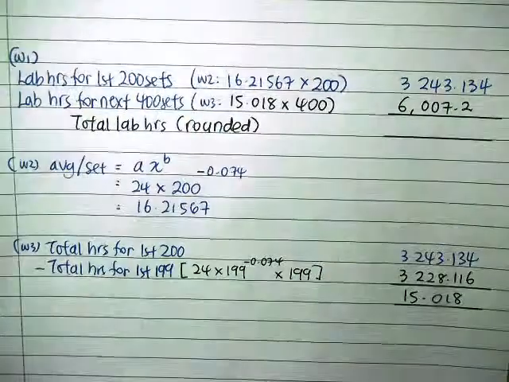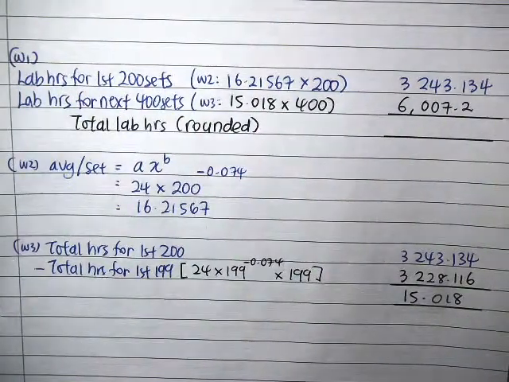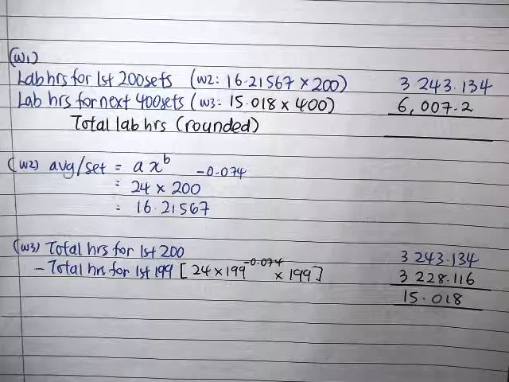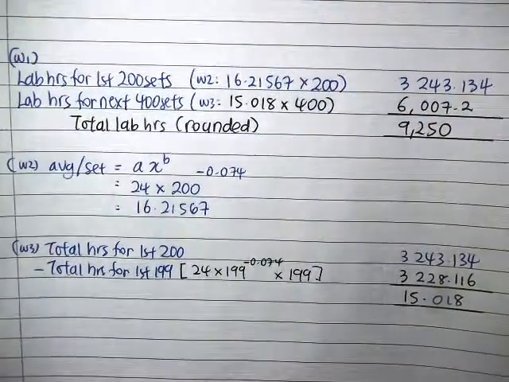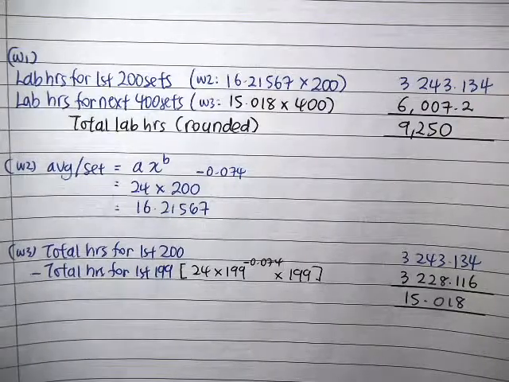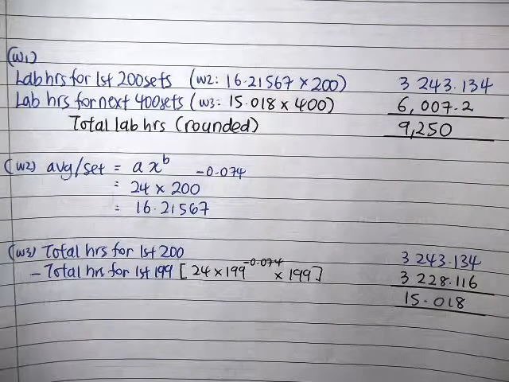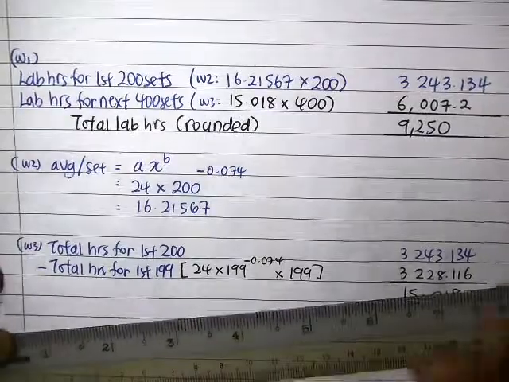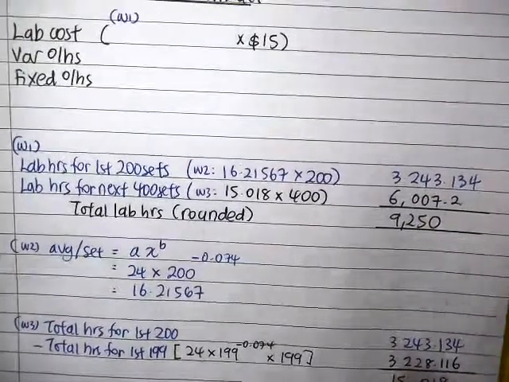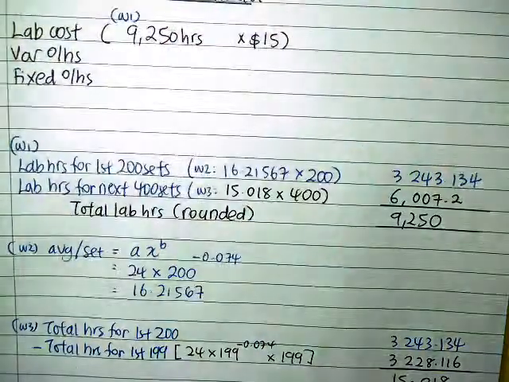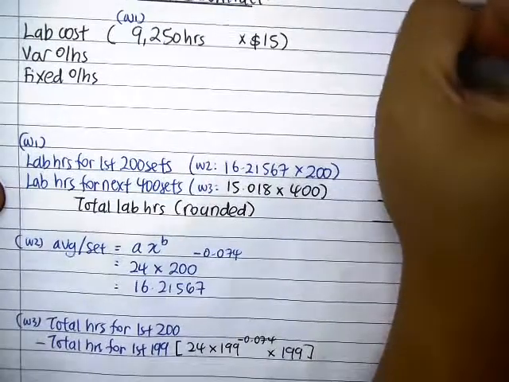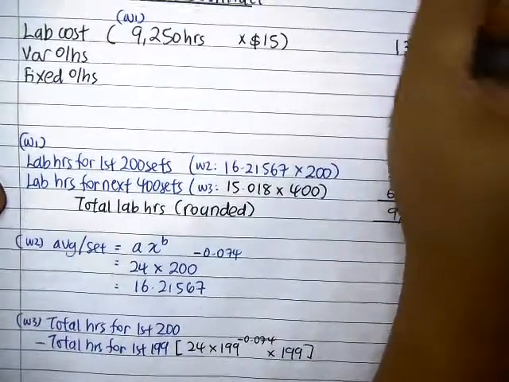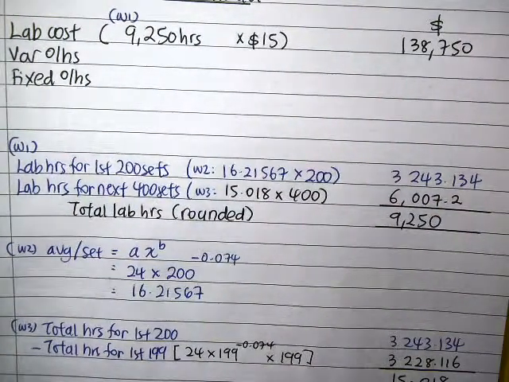So I round it. It's 9250. Okay, now knowing that it is 9250, and 1 hour is $15, the cost is 138,750.